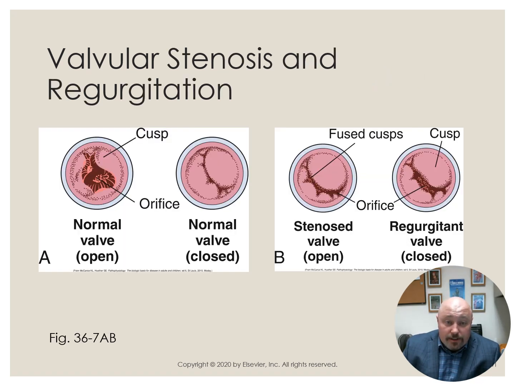In the case of valvular stenosis and regurgitation, on the left here we have a normal valve with a cusp and a normal valve closed, while on the right-hand side we have a stenosed valve, both open and closed.